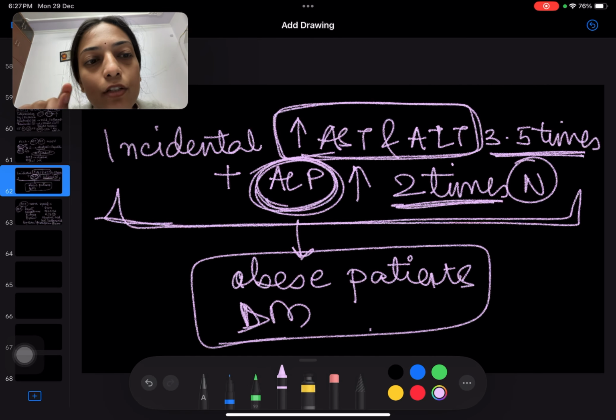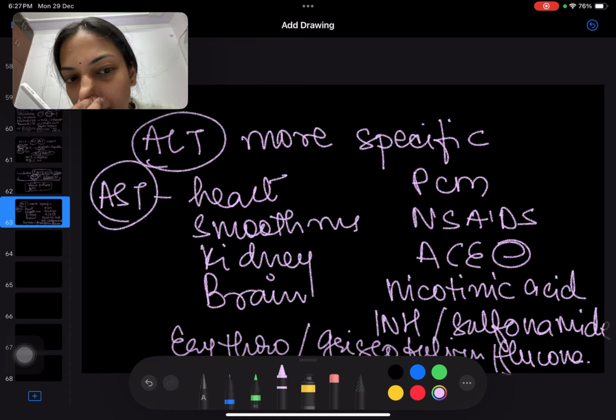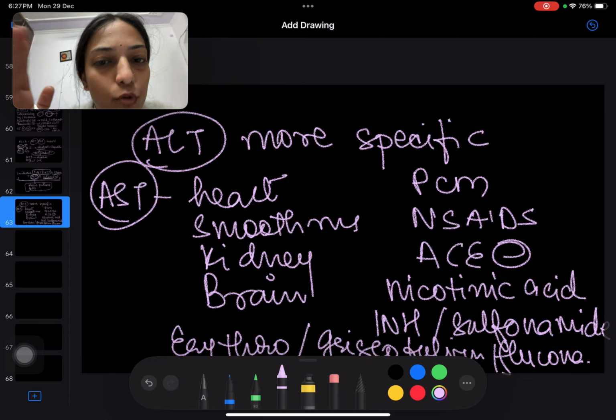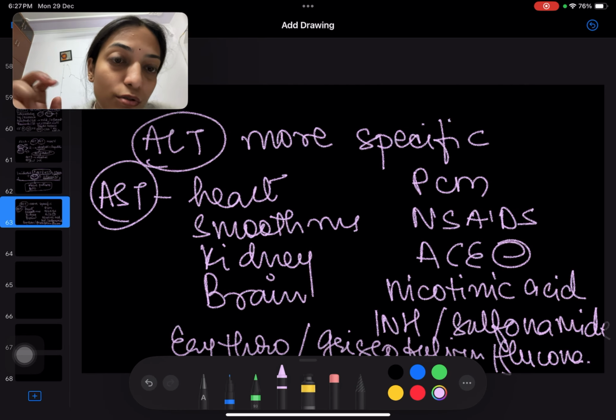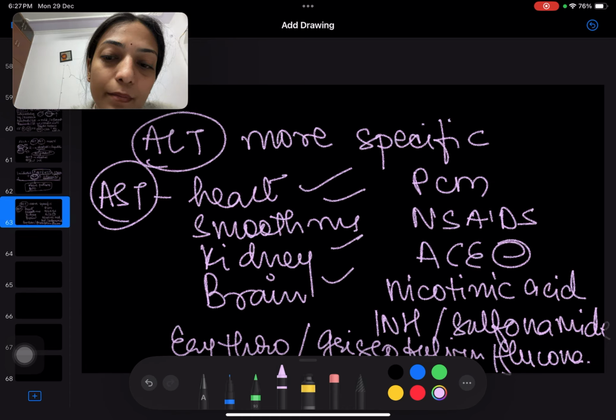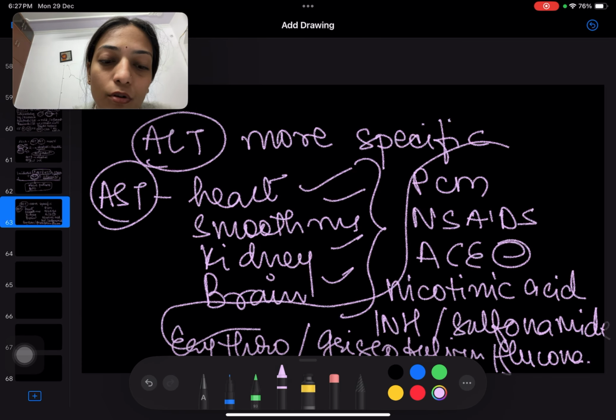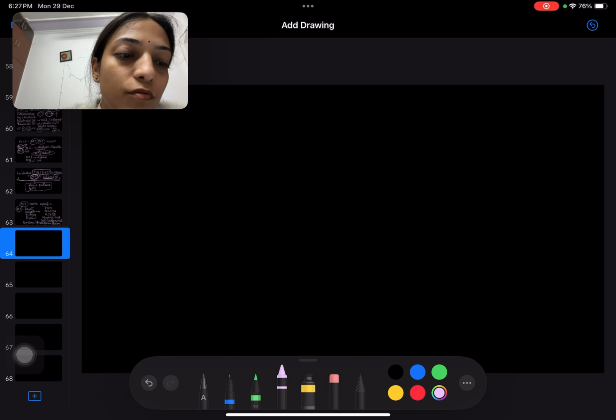So the lab increase of certain enzymes we had done, AST, ALT most importantly, and this was the last slide, ALT and AST. ALT is more specific, whereas AST is also secreted by the heart, smooth muscle, kidney, brain, and it is also raised when a patient is on all these drugs, right? So this is what we had done.